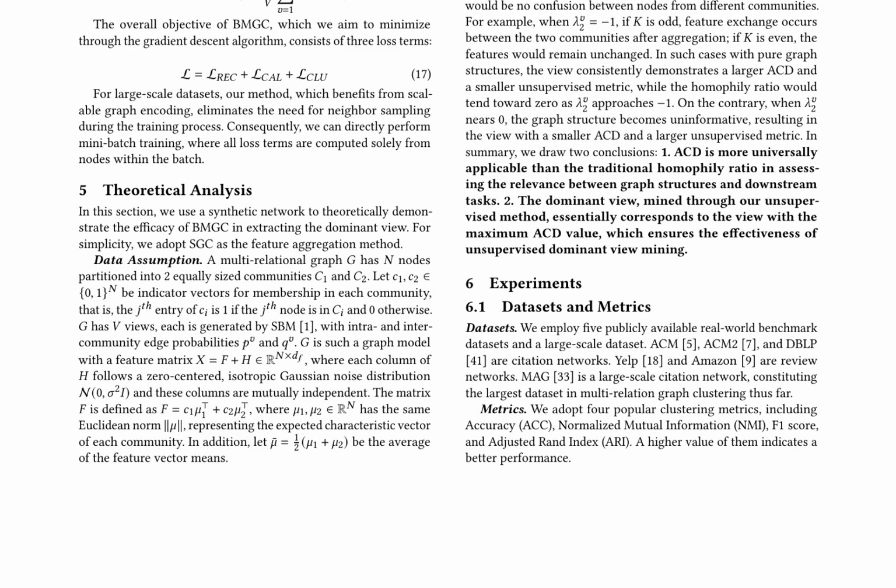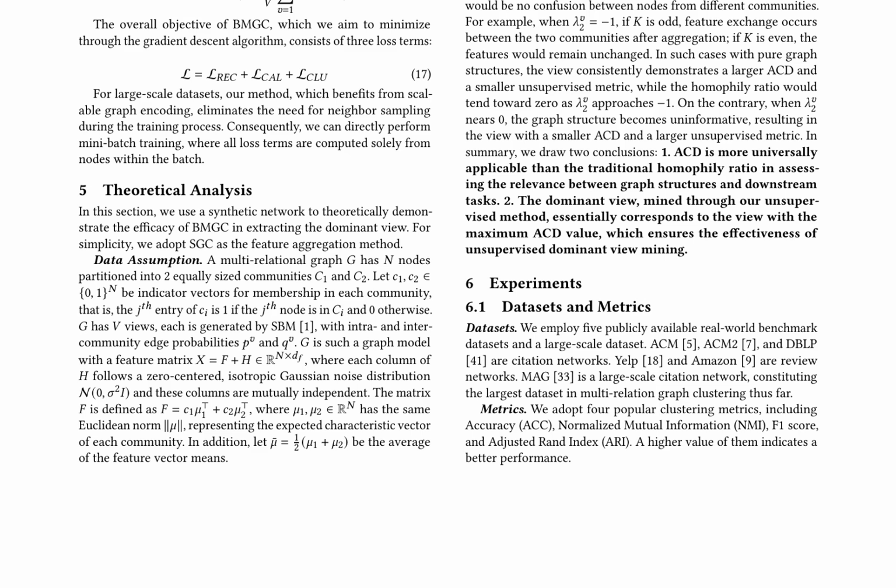Empirical evaluations on various datasets, including citation and review networks, demonstrate the efficacy of BMGC using clustering metrics such as accuracy, normalized mutual information, NMI, F1 score, and adjusted Rand index, ARI. These results highlight the method's ability to accurately identify the dominant view in multi-relational graphs, providing valuable insights for graph analysis and mining applications.